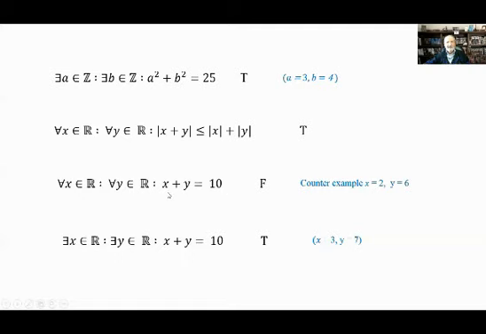You can give a counterexample. X is 2 and y is 6. That doesn't make it true. Now, there's x in R, there is y in R, x plus y is equal to 10. That's true. 3 and 7, or 2 and 8, 1 and 9. So you can find an example to prove this.